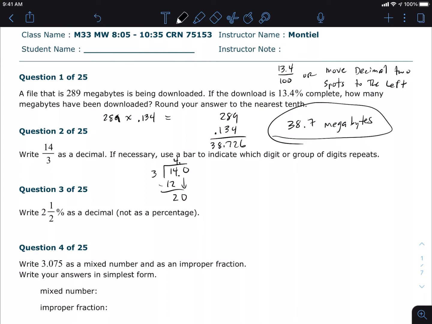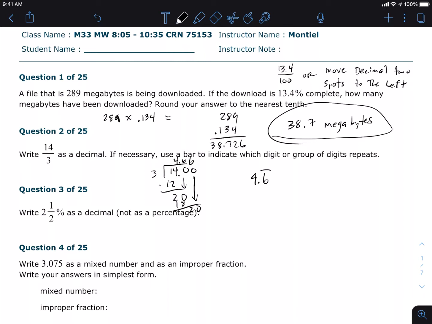Bringing that down. 3 goes into 26 times. So we're going to get 18. We see that that's going to be a 2. We're going to bring down another 0. That's going to go in 6 times. Again, it's going to be a 2. And we can see that this answer is going to repeat. So we only need to write the first one, and it's 4.6 with a repeating bar above it.